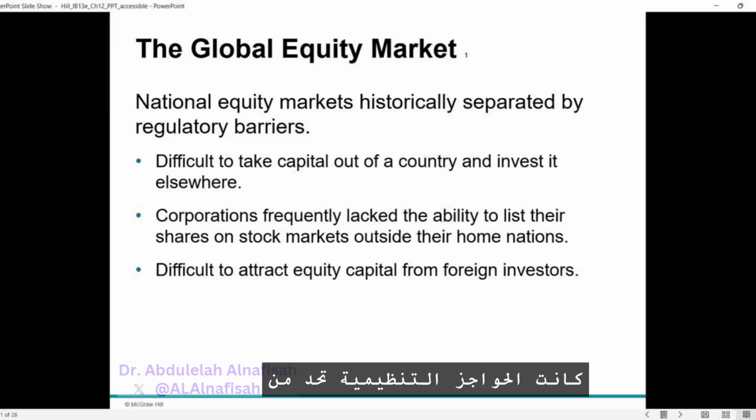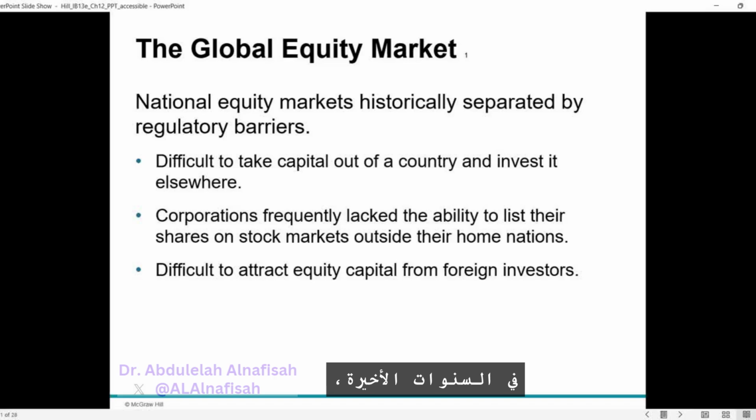Historically, regulatory barriers limited the ability of companies to raise capital internationally or list shares on foreign stock exchanges. These barriers began to fall in the 1980s and 1990s, allowing firms to access global equity markets, list shares on multiple exchanges, and raise funds internationally. For instance, German companies like Daimler-Benz and Deutsche Telekom raised substantial funds by issuing shares on foreign stock exchanges in Singapore, Frankfurt, London, New York, and Tokyo, seeking larger, more liquid markets to lower their cost of capital.